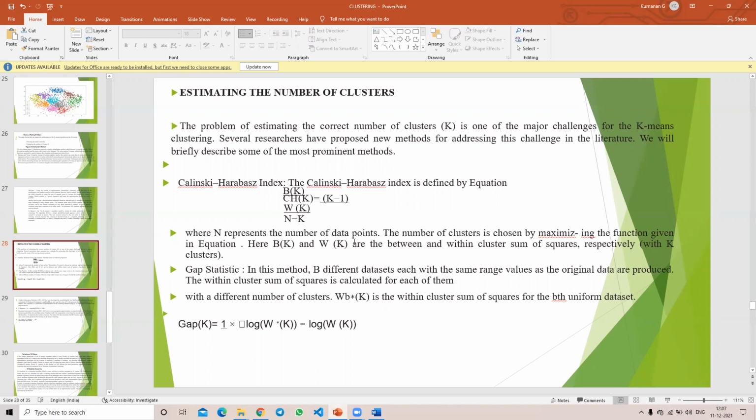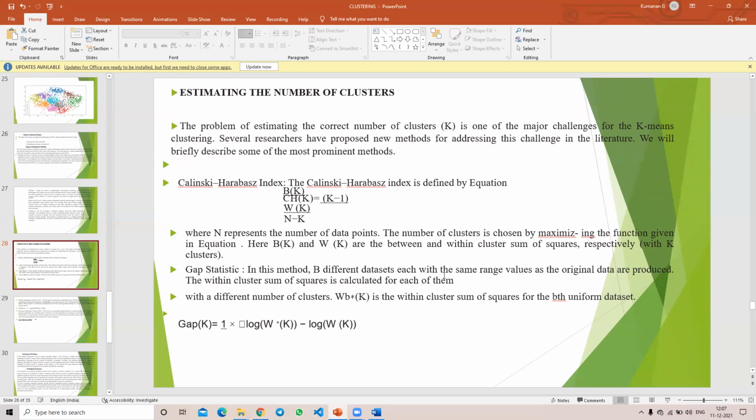Here n represents the number of data points, and the number of clusters is chosen by maximizing the function given in the equation. Here, B of k and W of k are the between and within cluster sum of squares respectively, with k clusters.